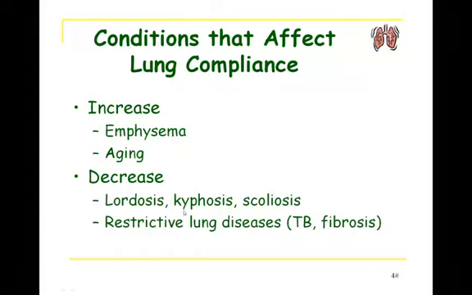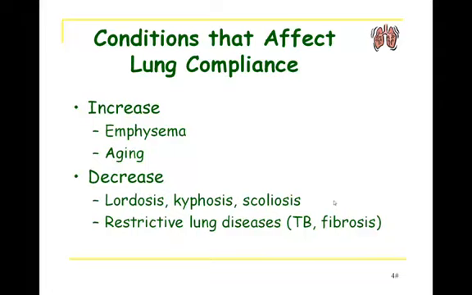With conditions like lordosis, kyphosis, and scoliosis, these are musculoskeletal disorders that are associated with a decrease in lung compliance. Here, the issue has to do with the thoracic wall. In order to expand the lungs out, you need to expand the thoracic cavity. Well, with these conditions, they have a hard time expanding out that thoracic cavity, so lung compliance will be diminished.